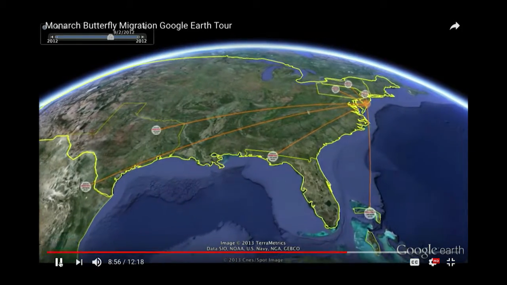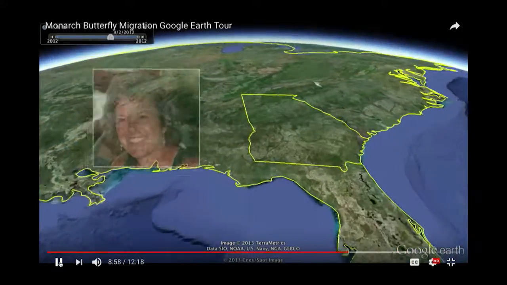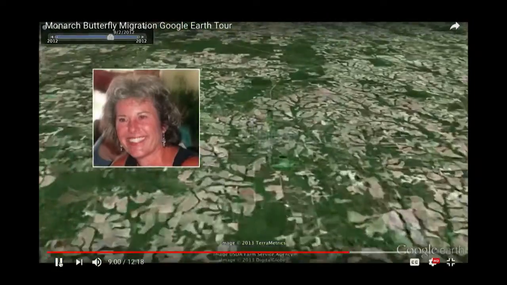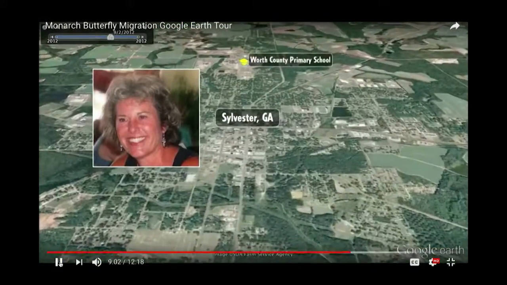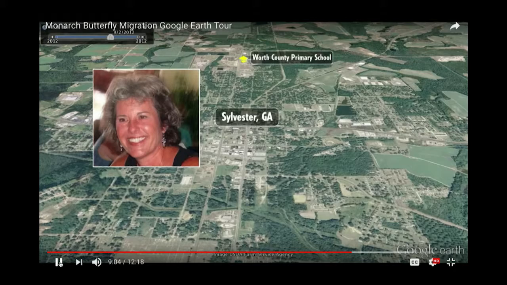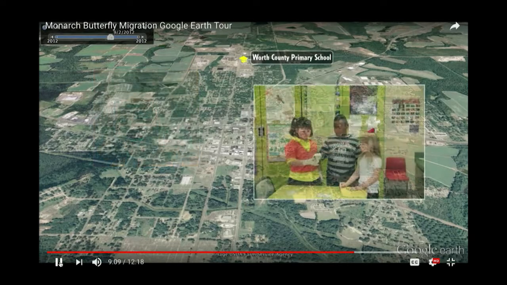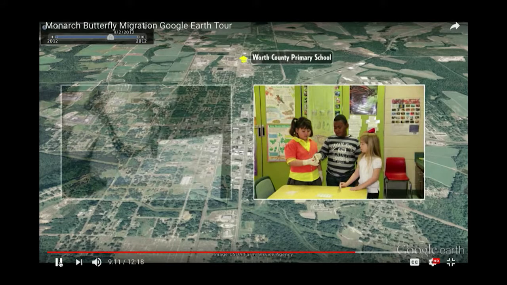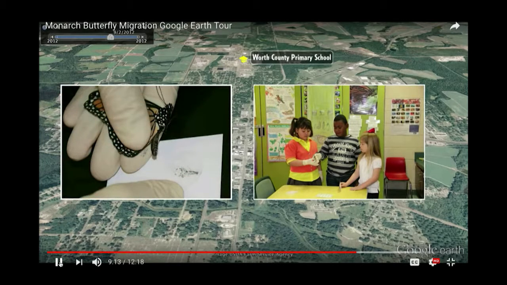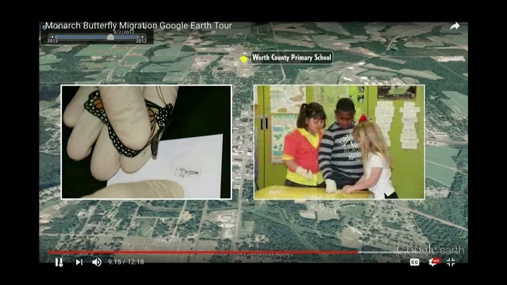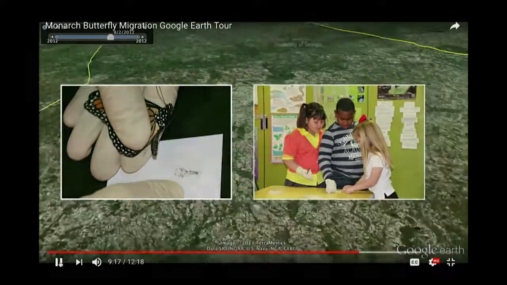Now, some of the butterflies pass through Georgia, where Mary Beth Carey teaches the fifth grade in the town of Sylvester. I want the students to use the butterflies to connect with and go beyond the boundaries of our town. For the last few years, she and her students have been taking scotch tape, placing it on monarch butterfly abdomens, peeling it off, and sending it to the University of Georgia.